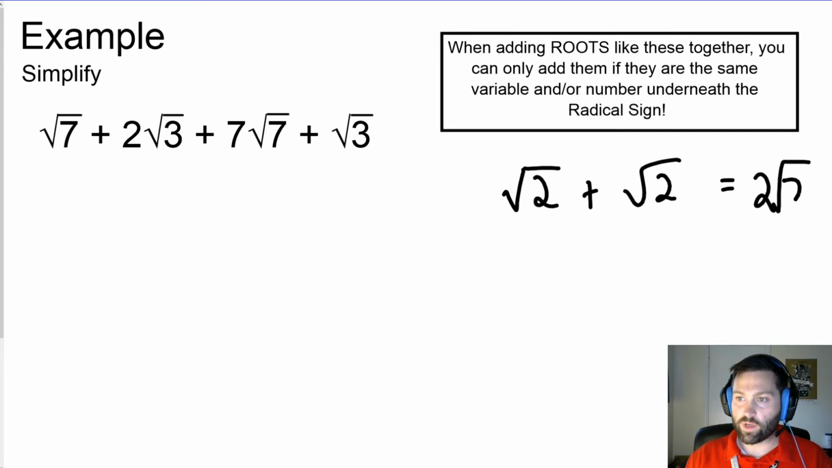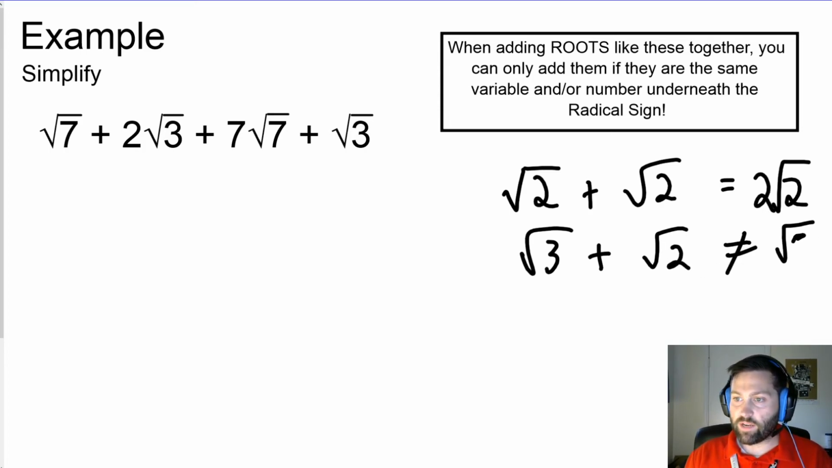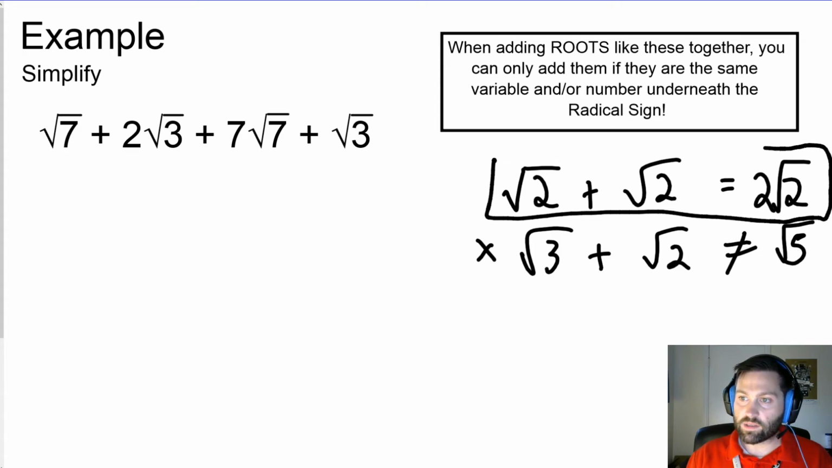Oh, it took way more than I thought. If you cannot add square root of 3 plus square root of 2, that will not equal square root of 5. This is not true, okay? Don't do this. Only this is correct. You can only add the roots that have the same number underneath the radical sign.